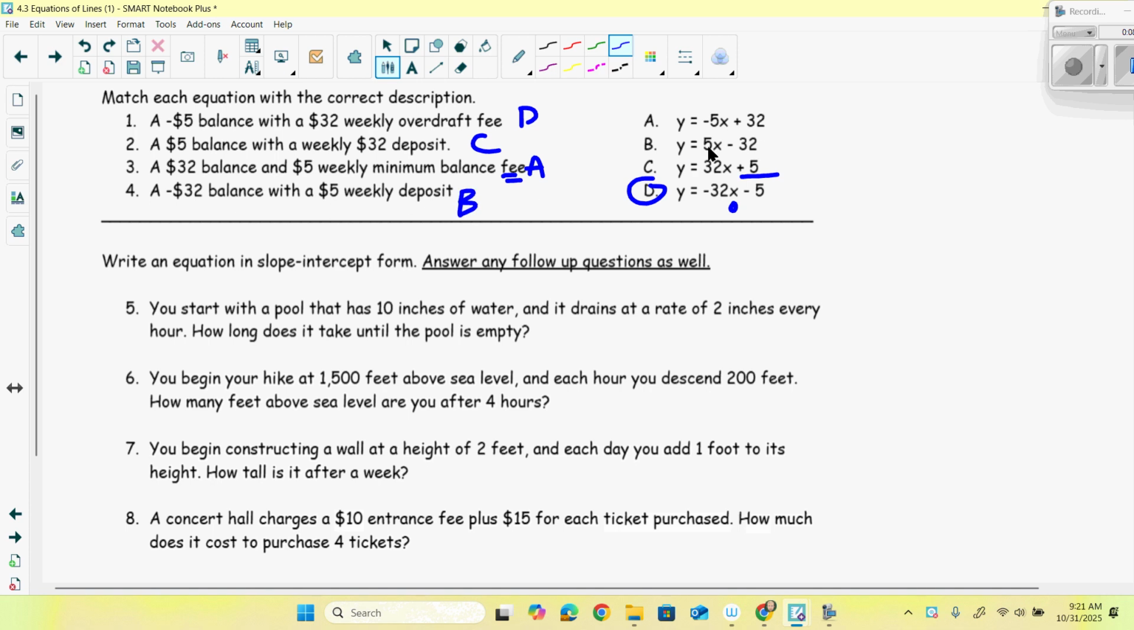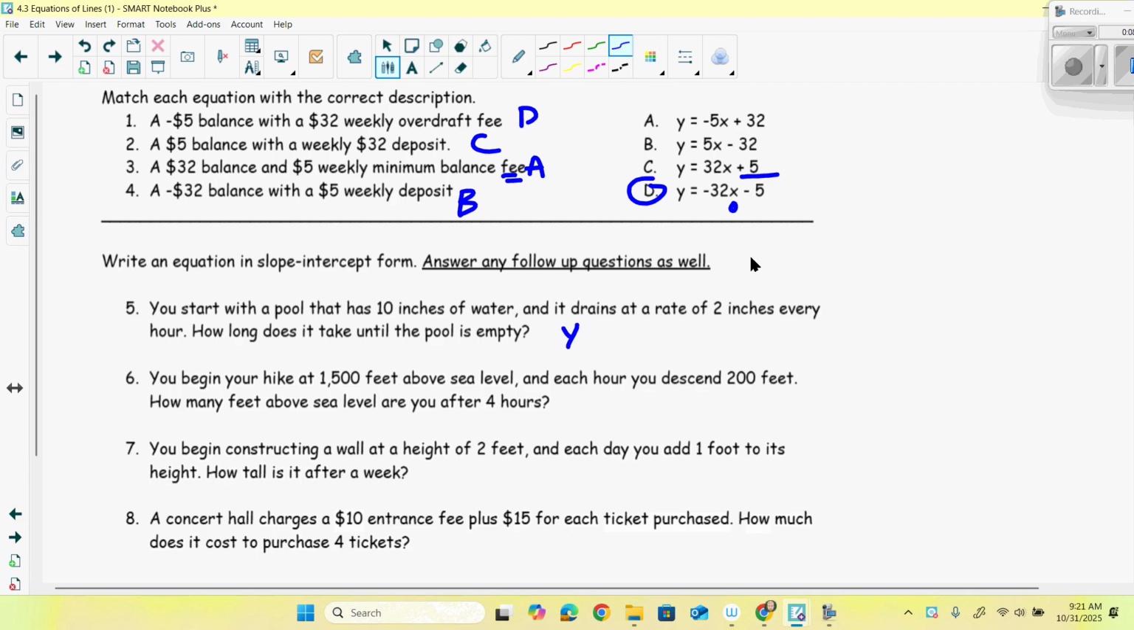And the equation shows it's increasing by 5. Notice the slopes there. Okay, write an equation in slope form for the following. You start with a pool that has 10 inches of water. It drains at a rate of 2 inches every hour. How long does it take until the pool is empty?